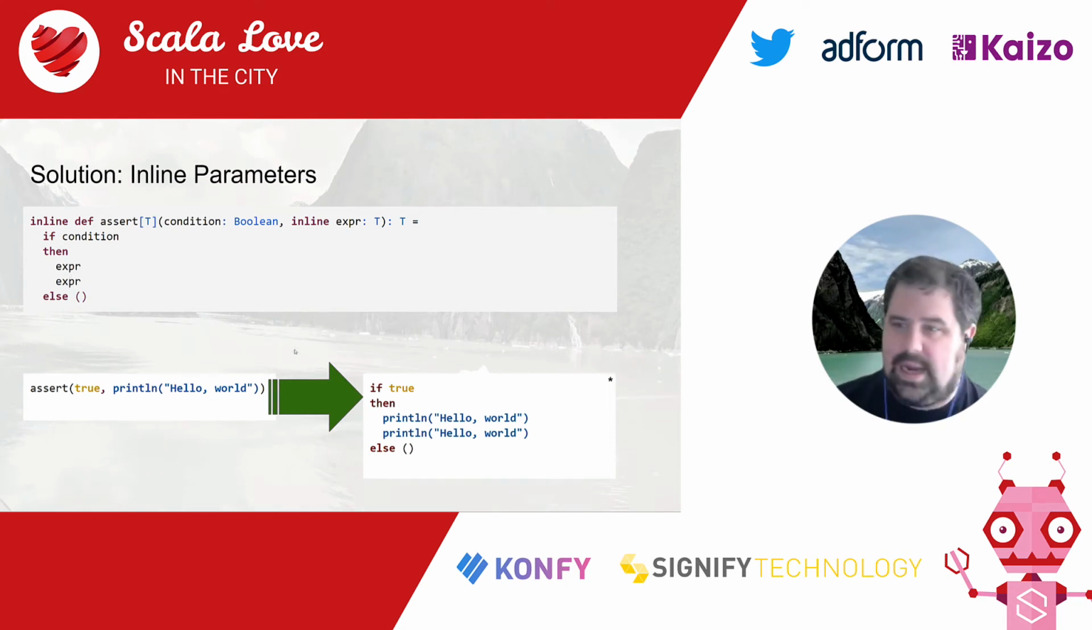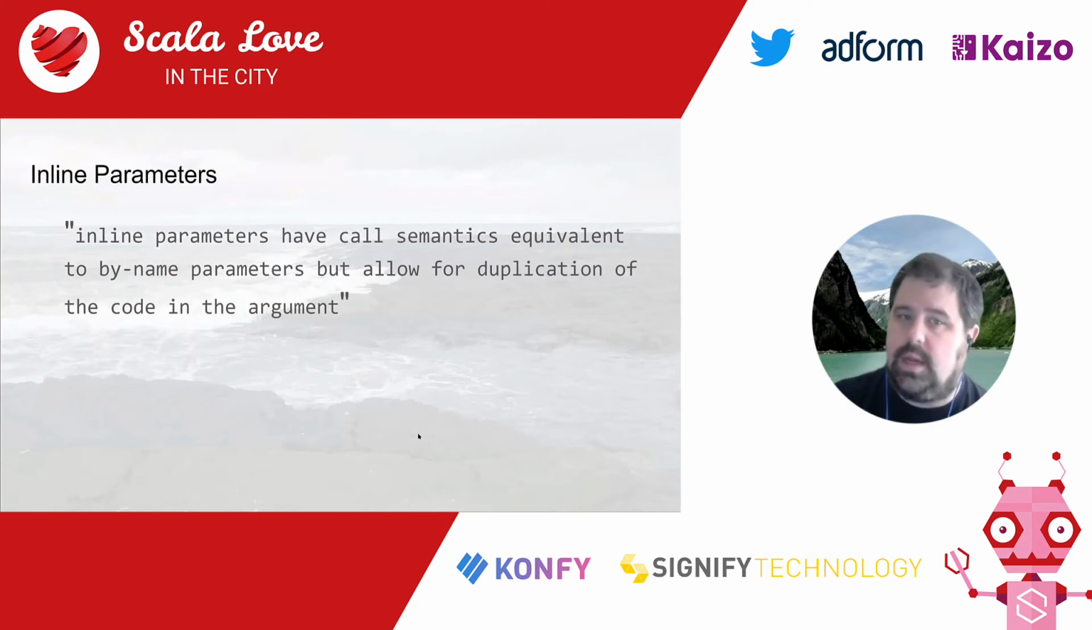Hopefully that makes sense. I can't see questions or hands or anything, so if anyone is confused, feel free to ping on chat. We can go into details. Anyway, effectively, inline lets me lift this whole thing and write it in twice. Inline parameters have call semantics equivalent to by name parameters, but allow for duplication of code in the argument. This is the definition according to the specification if you read the Dotty documentation.